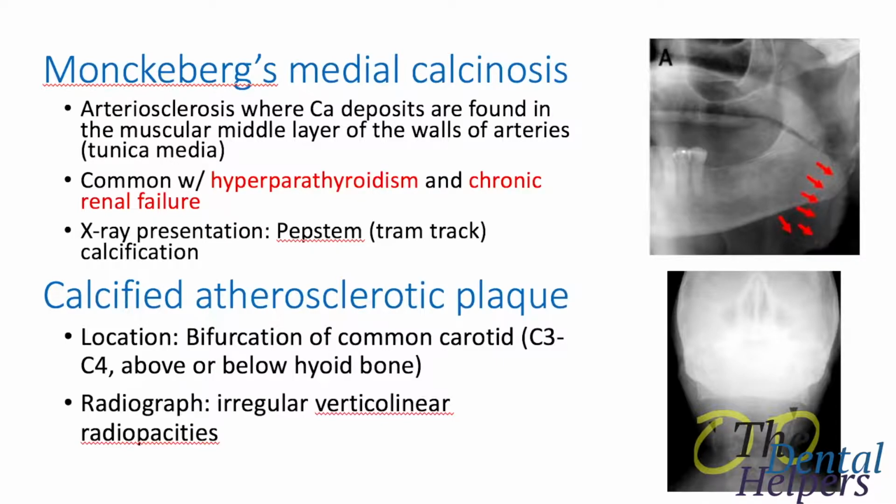Because if we think about hypoparathyroidism, what that means is you have increased parathyroid hormone, but you also have increased calcium. So having increased calcium means that in this case, we're going to have increased calcium deposits in the body. Chronic renal failure is the same thing. Your kidneys are going to help excrete your calcium. Well, when your kidneys are not working, we're going to have more calcium in the body, and so that means that you're going to have more potential calcium deposits.